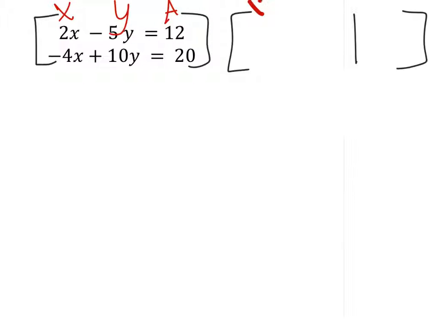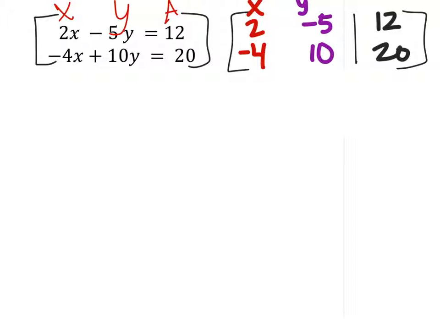And in the x column here, we got a 2 and a -4. The y column, we have a -5, right? And then a 10. And then we have the answers, which are 12 and 20. So looking at this in terms of just the way we were doing elimination, let's focus on row 1 and make the coefficients the same and opposites of row 2.